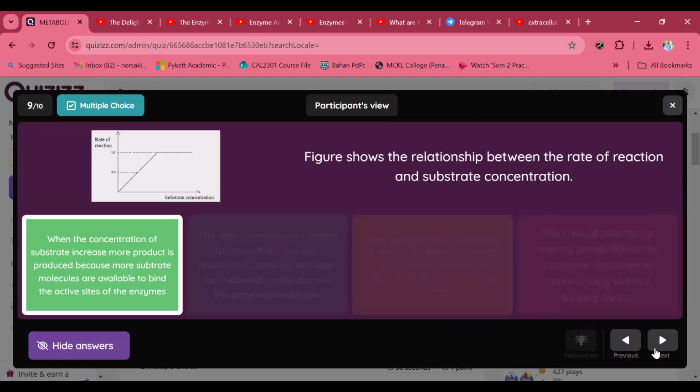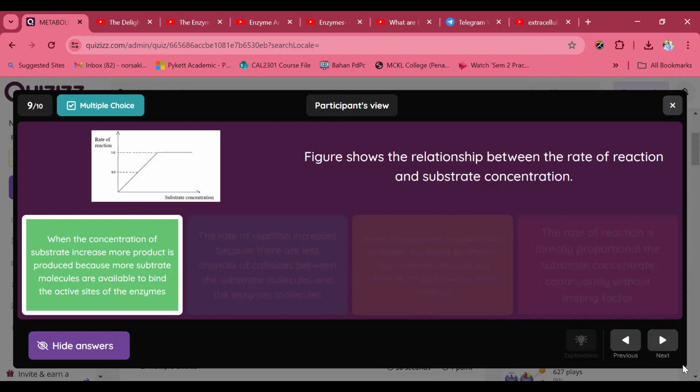Next, the figure shows the relationship between the rate of reaction and substrate concentration. I forgot to type the question. When the concentration of the substrate increases, more product is produced because more substrate molecules are available to bind to the active site of the enzyme. I think the question asks you to explain from 0.5 to 1.0.